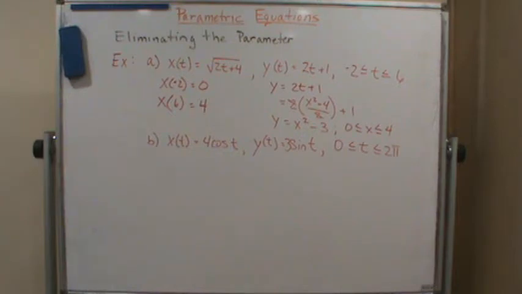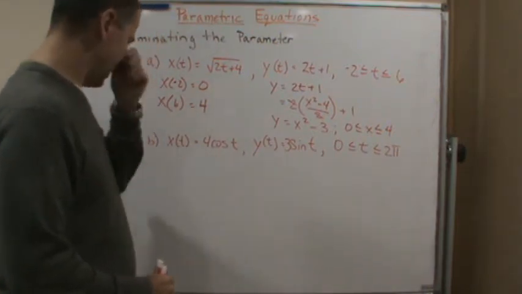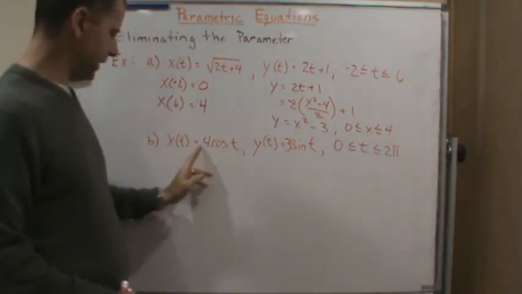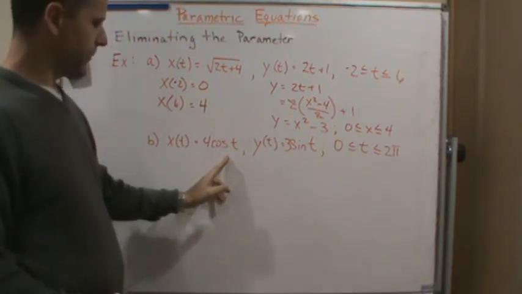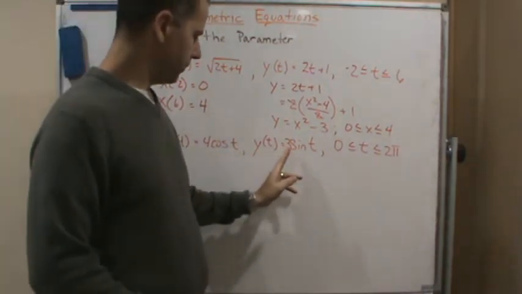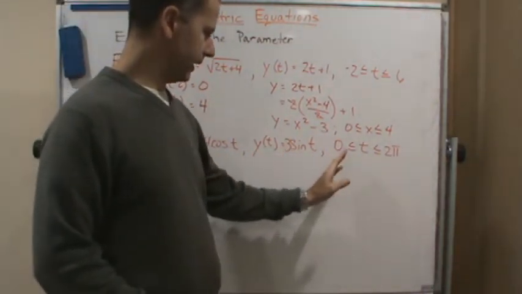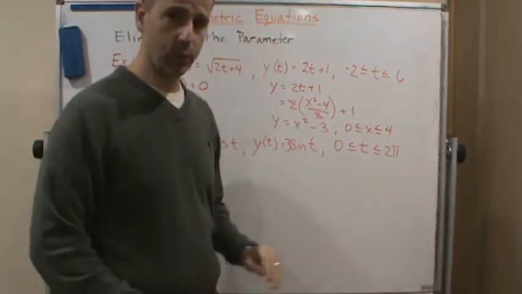Okay, so now let's look at part B. So part B has this setup. We have x of t is equal to 4 cosine t, and we have y of t is equal to 3 sine t, and t is between 0 and 2 pi.